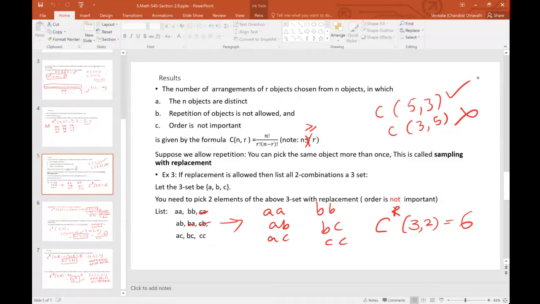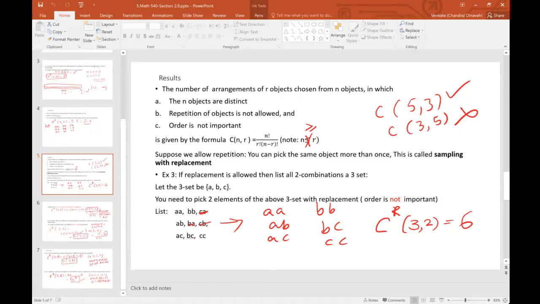That means C of 5, 3 makes sense. C of 3, 5 you can simply say is 0, because I cannot pick 5 items out of 3 items when I'm not picking more than once. But if I allow things to be replaced, that means if I can pick the same item more than once, then this makes sense as well.